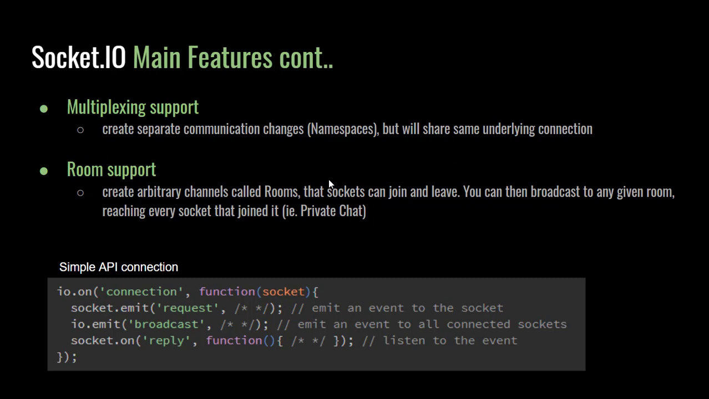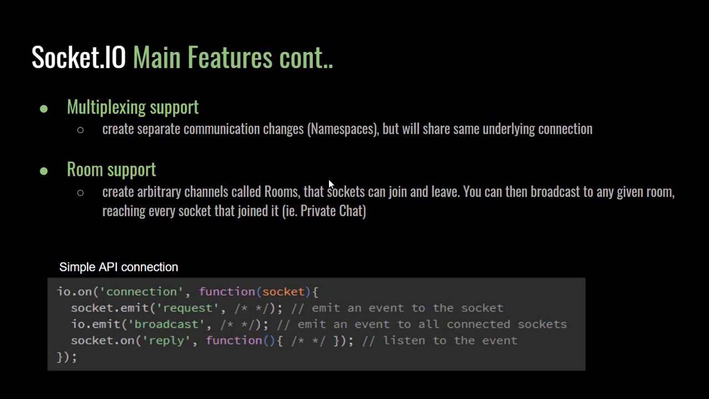So let's see. Here's an example of a simple API connection. You have an io, which is socket.io. Again, they all inherit from EventEmitter. You register your listener, so on connection. So now I'm registering that when there's a connection established, the function is going to have a callback function that has that socket that creates a connection, and then I'm going to emit an event to the socket that a request has been made. I'm going to emit to all events on the connected socket that broadcasts. I'm going to emit that, and then I'm going to register a listener on reply to listen to the event.